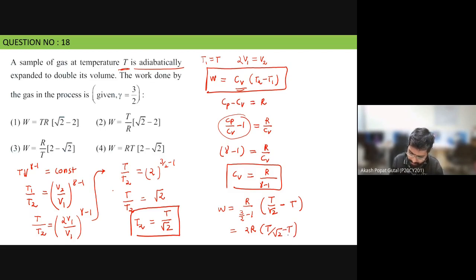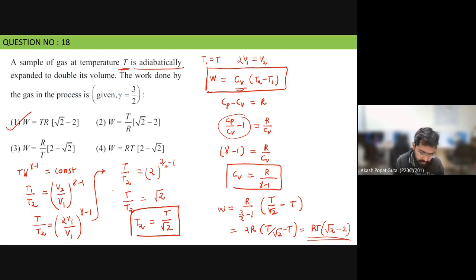And you can take this T common outside and multiply by 2, which will give you RT into (root 2 minus 2). Fine. RT into (root 2 minus 2). So A will be the answer.